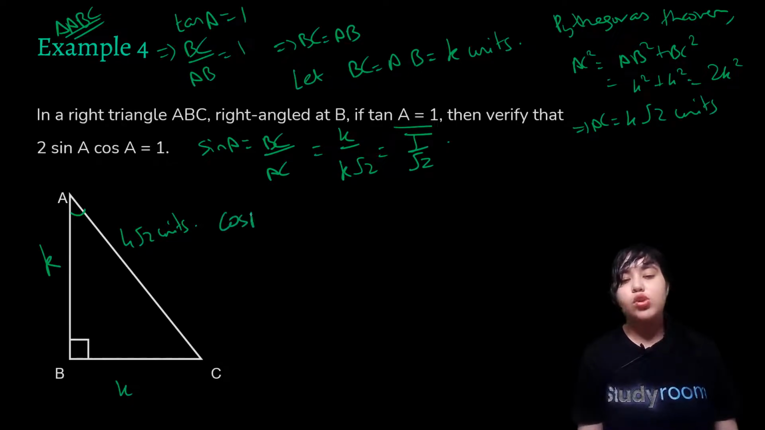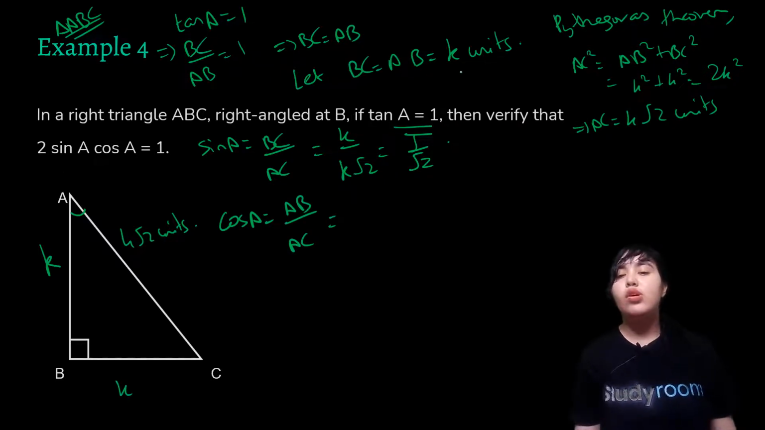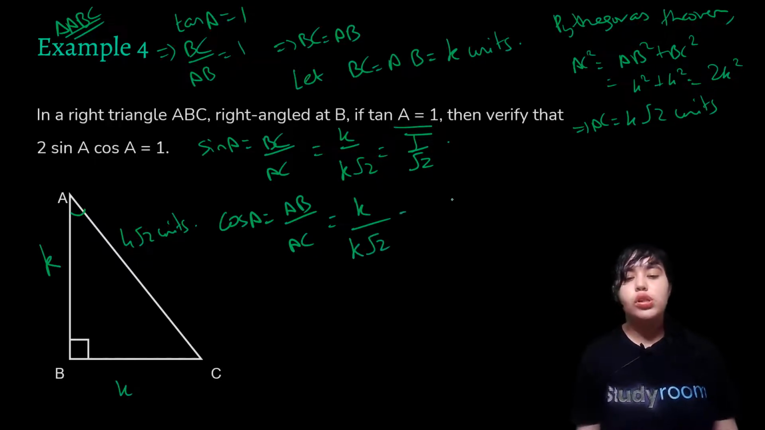Then let's find out cos A. It is side adjacent to angle A, which is AB, upon the hypotenuse, which is AC. AB over here we took as K, upon AC is K root 2. So this is also coming out to be 1 by root 2.